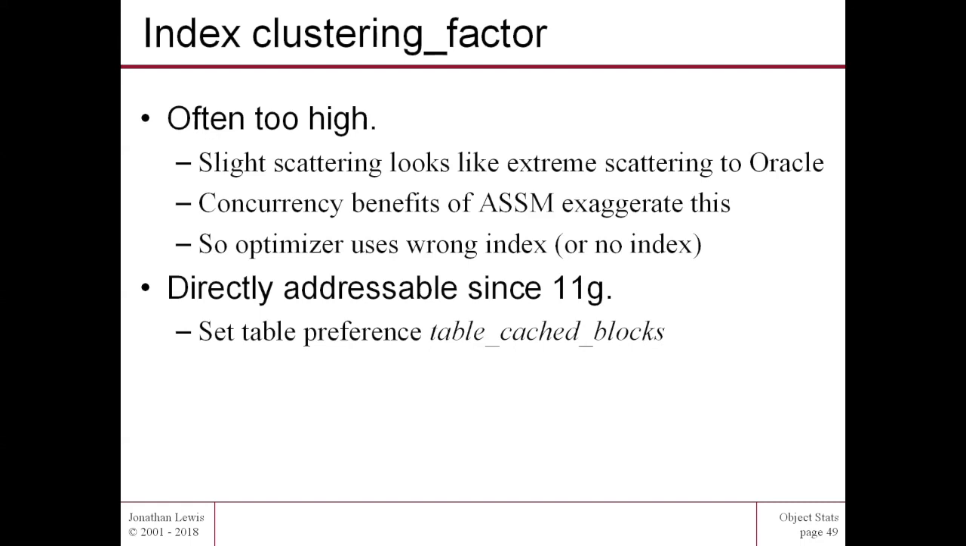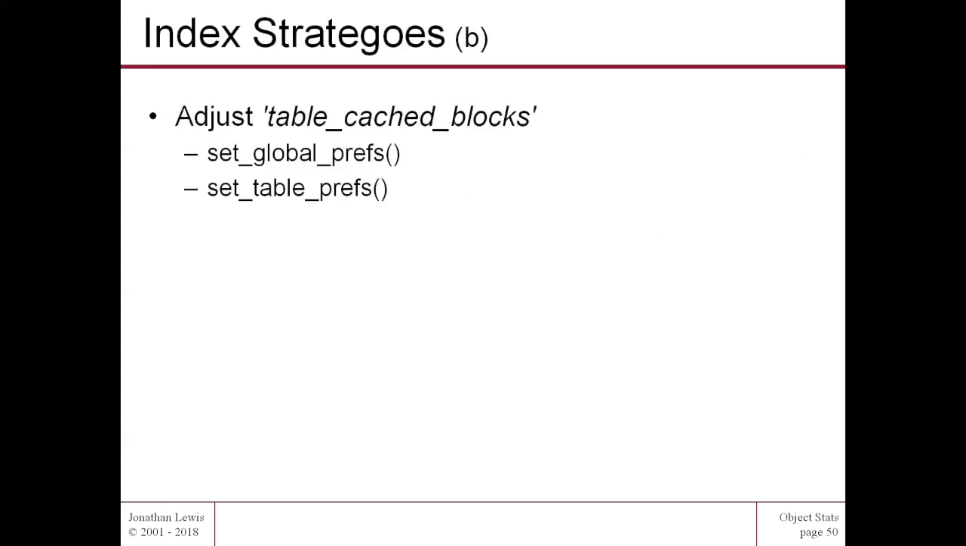So the table cached blocks preference says to Oracle, if the index tells you to jump to a new block when you're doing this calculation, just check a little bit of your history in case it's a block you looked at very, very recently. So Oracle 11 allows us to address this problem with the clustering factor, where Oracle thinks that a slightly scattered data set is massively scattered, right?